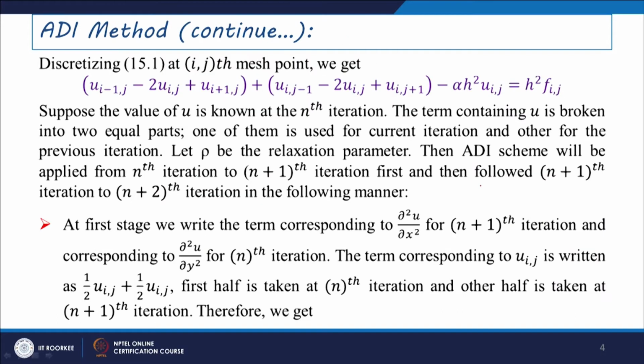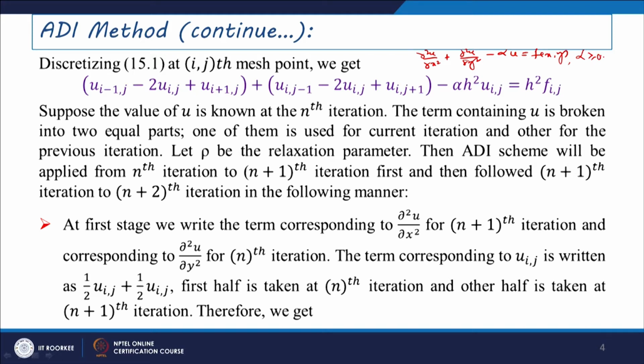So, if we go for the discretization of this equation, it is represented in the form del square u by del x square plus del square u by del y square minus alpha u equals f of x y, for alpha greater than or equal to 0.